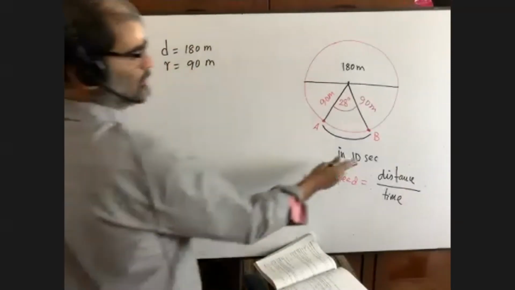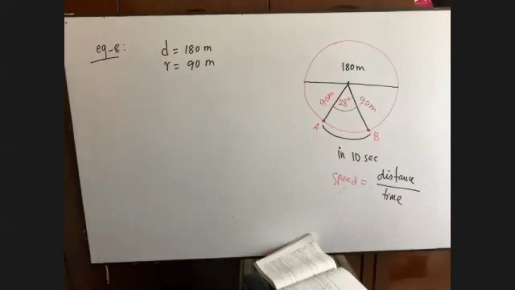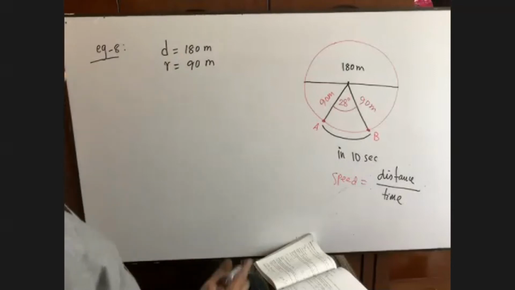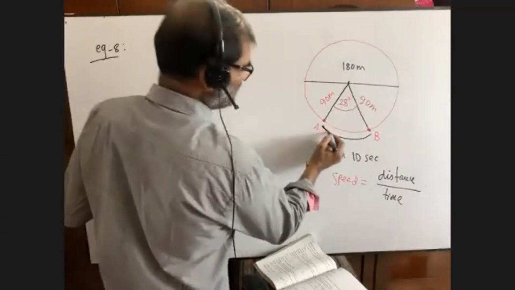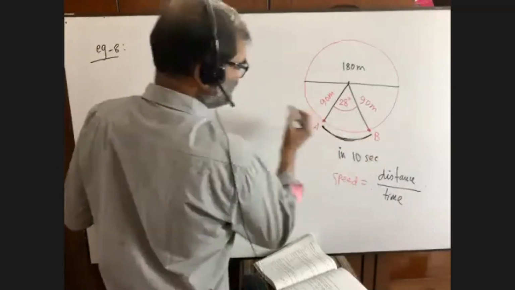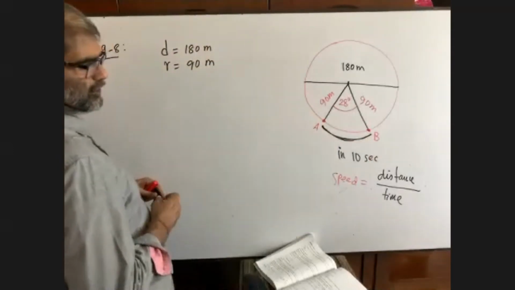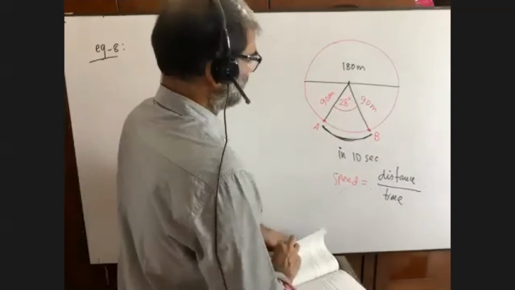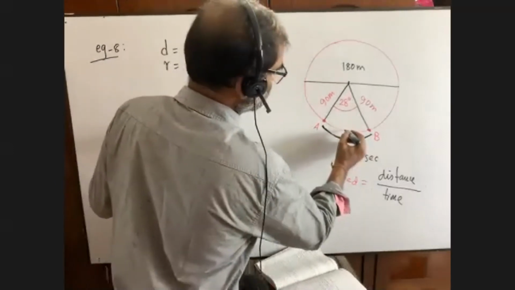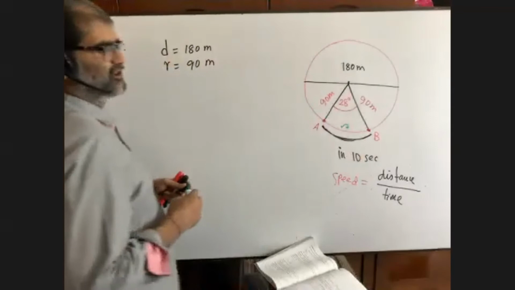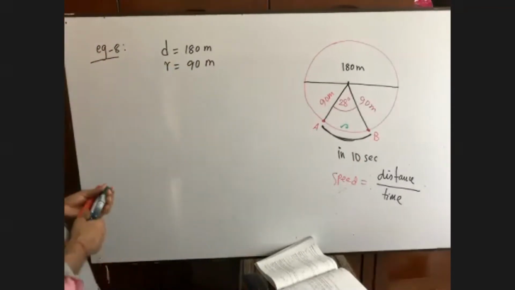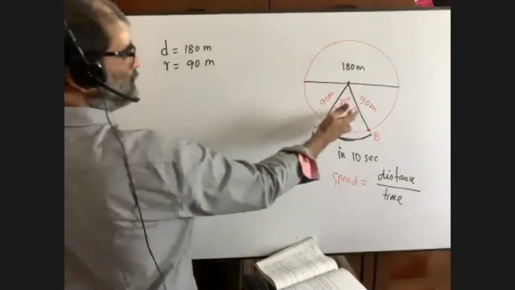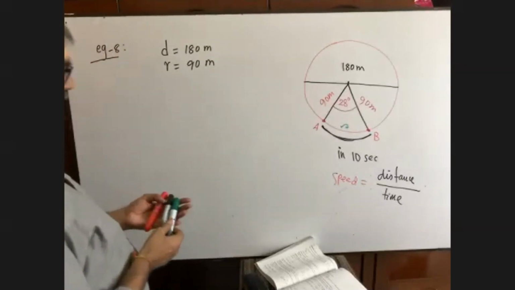Time is 10 seconds, right? Time is given as 10 seconds, but distance is not given. The distance here is AB, and this AB is to be found first. So to find AB, we consider AB as S. S equals R theta. We have R and we have theta, so very good, we are going to find S.